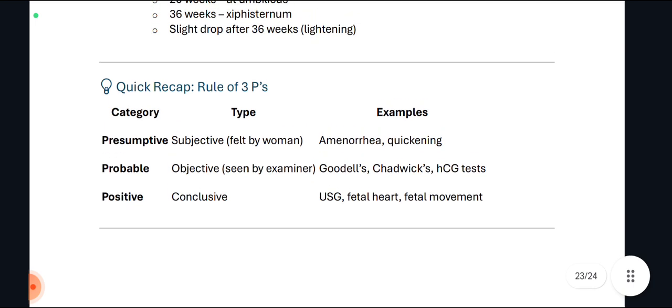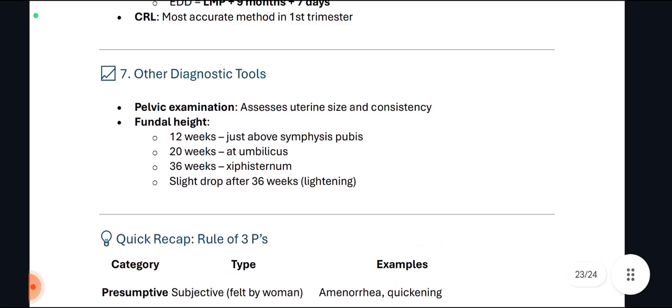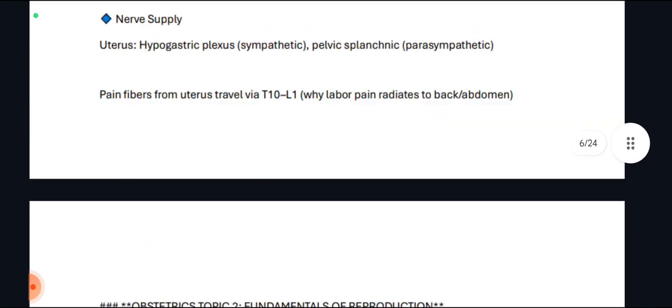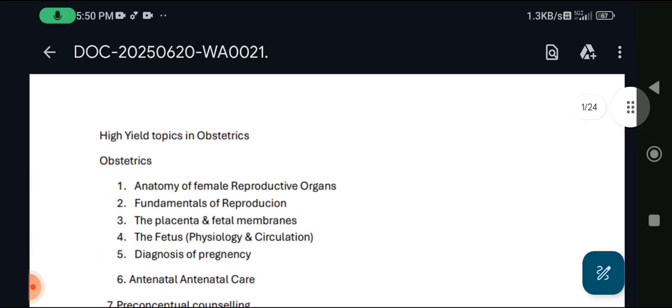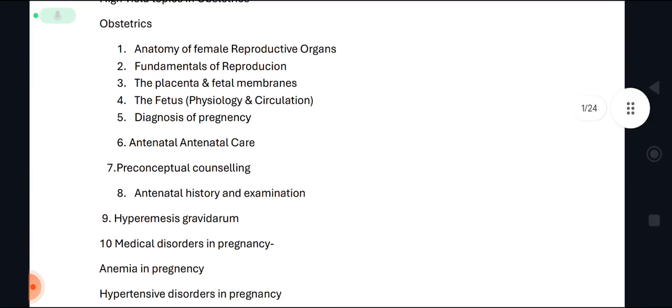Okay, so this is what the diagnosis of pregnancy was. There can be 3 kinds of signs: presumptive, probable, and positive. The presumptive sign is subjective, felt by the woman, like amenorrhea and quickening. There can be probable signs like Goodell, Chadwick, HCG test, and finally there can be conclusive signs like USG, fetal heart, fetal movement. Okay, so this completes our very nice discussion about some high yield topics in obstetrics.